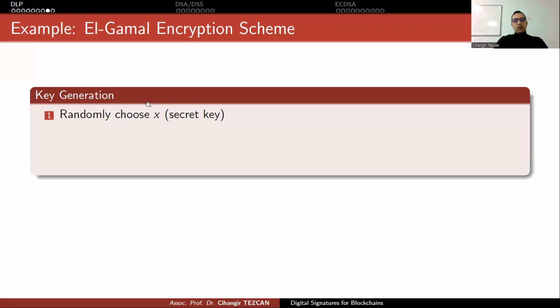So first, since this time it will be an encryption algorithm, first you have to generate your keys. So you randomly choose a value X. This will be your secret key. You compute G to the X and end up with another group element, and you say that this is my public key. So as simple as that. So you randomly choose a value. This is your secret key. This is your public key.